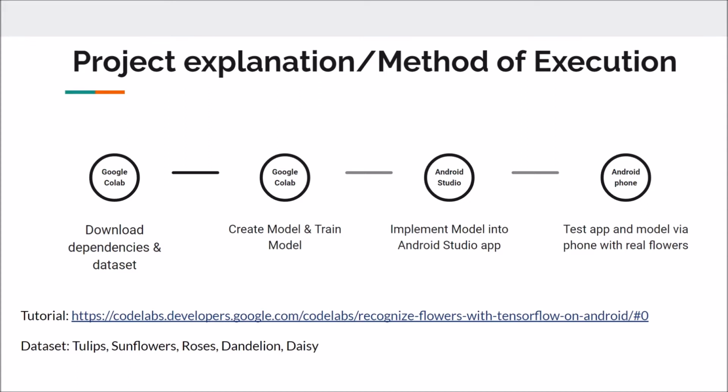The Colab notebook was set up so you just had to run the cells, but the next step was that I was able to create the model and train the model with the data set. Next, I was able to export the trained model into a TF Lite file, which was basically the model exported. And I was able to import that into an Android Studio project and implement that into an Android app.